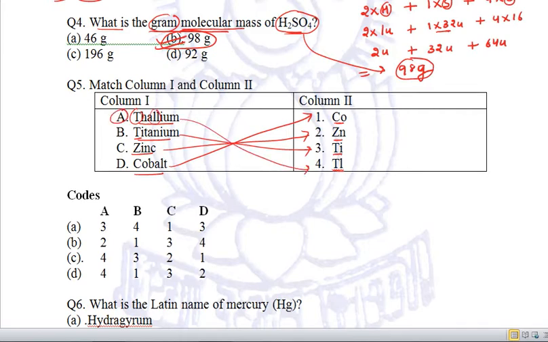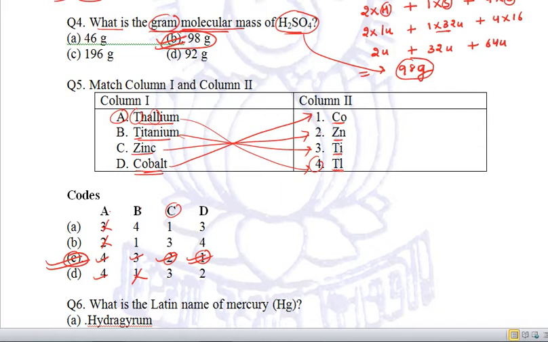So A should be with 4. Let us see A, not with 3, not with 2, it should be with 4. Confirm it. B should be with 3. So B is with 3. So C is the correct answer. Let us confirm the remaining also. Zinc should be with 2. That means C with 2, so C is with 2, also correct. And D, cobalt, is matched with the first in column 2. That is D with first. All correct. So C is the answer we were looking for. We'll mark C.